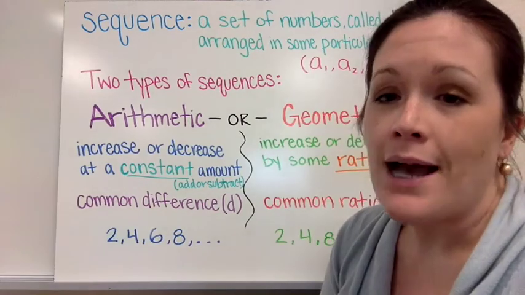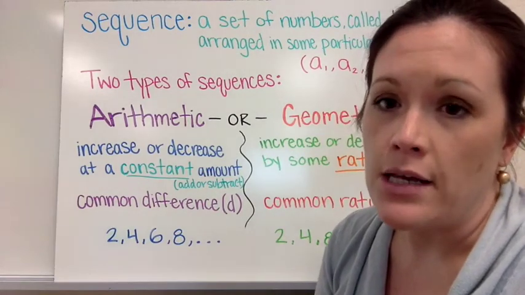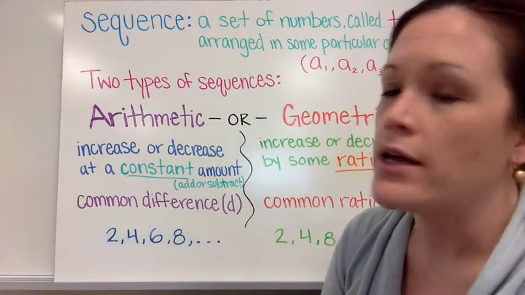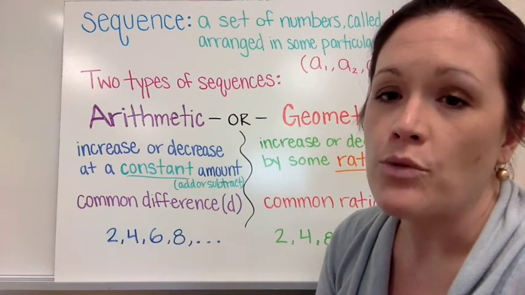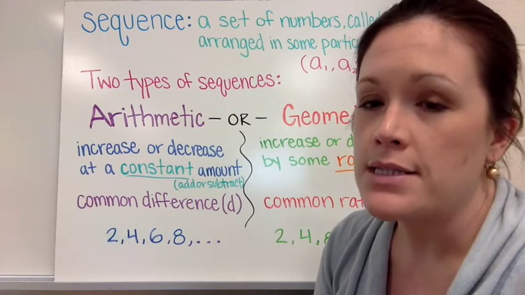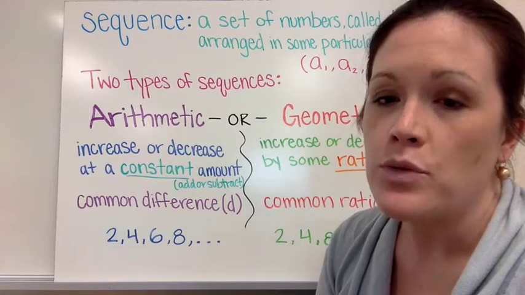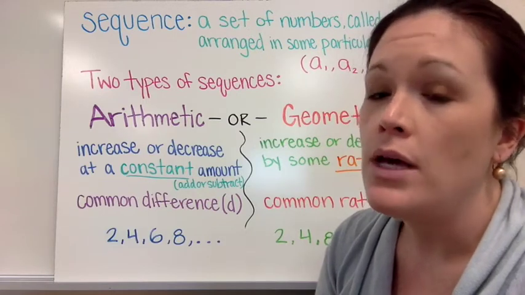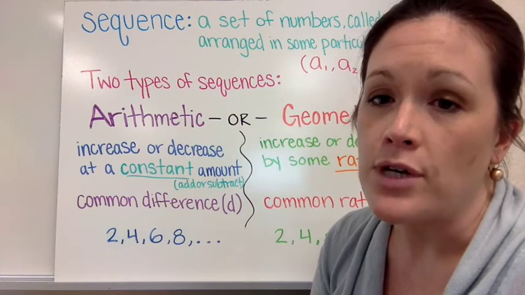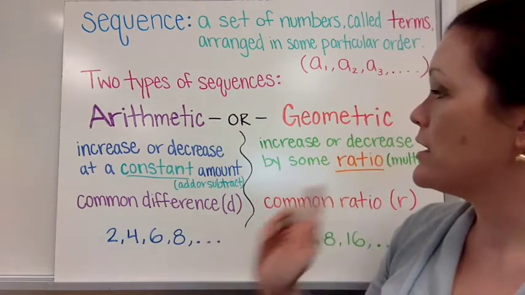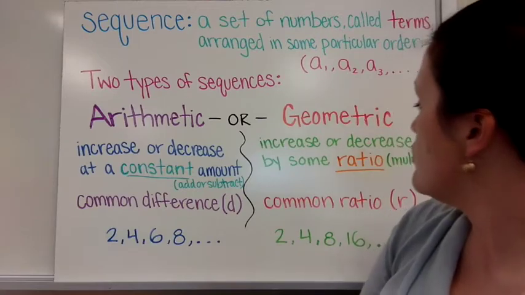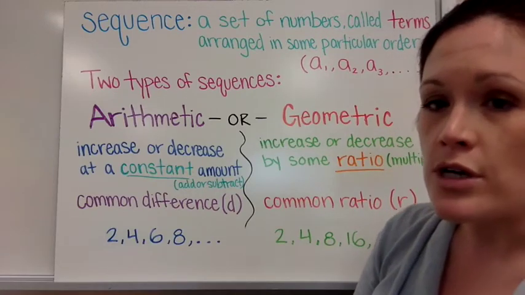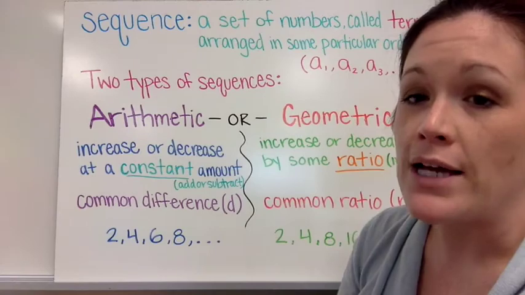We have two main types of sequences that we're interested in, arithmetic and geometric. If it's arithmetic, it will increase or decrease at a constant rate, and you can notice that because it's adding or subtracting between each term by the same amount, and we call that a common difference. If it's geometric, it will increase or decrease at a common ratio. So it will go up by multiplying, or it could go down by multiplying by a fraction.